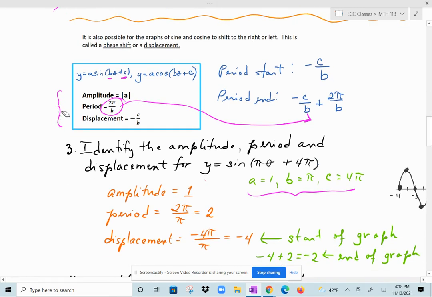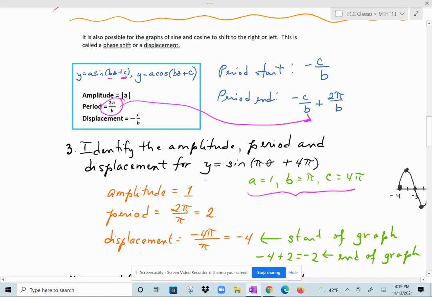The amplitude will be the absolute value of A, so the amplitude is 1. The period is 2 pi divided by B. 2 pi divided by pi, that's the value of B, is equal to 2. And then the displacement is negative c over B. So that will be negative 4 pi over pi. And when you simplify that, you get an answer of negative 4.